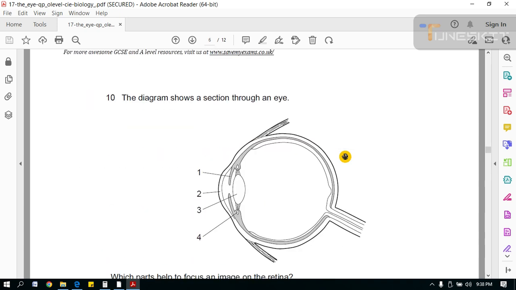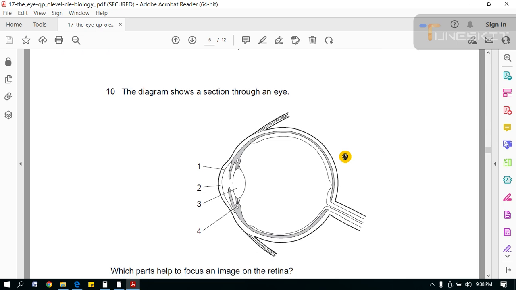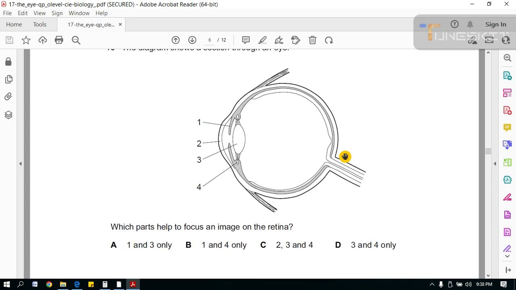Then you have MCQ 10. The diagram shows a section through an eye. Again, first you must label all these parts. For example, 1 is labeled as iris, 2 is labeled as cornea, 3 is labeled as lens, and 4 is labeled as ciliary bodies. Again, which parts help to focus an image on the retina?